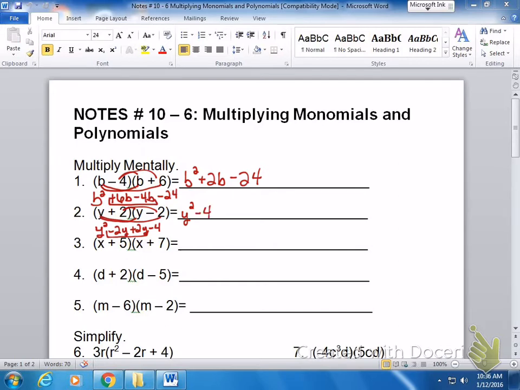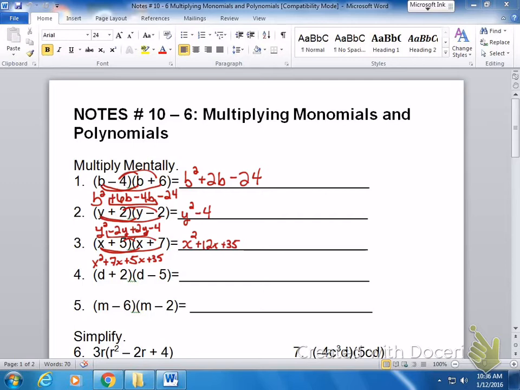Number 3, x plus 5 times x plus 7. First, x times x gives me x squared. x times 7 is plus 7x. Now I move to my 5. 5 times x is plus 5x. Positive 5 times positive 7 is plus 35. So again, it's my middle two terms I need to combine. I get x squared, 7 plus 5 is plus 12x, plus 35. So you can see these are very repetitive.